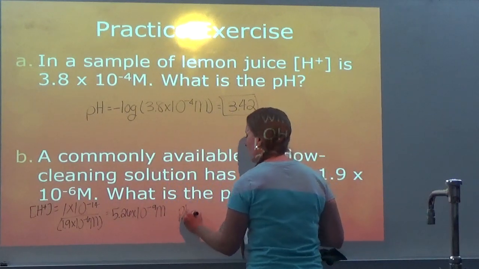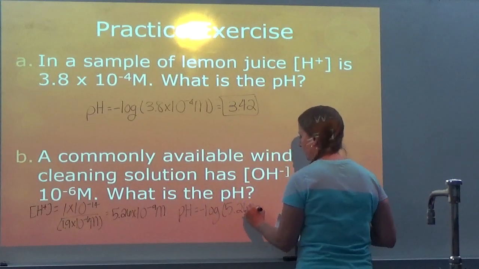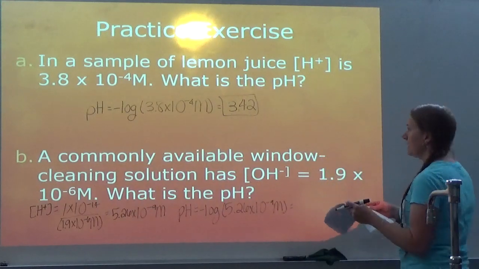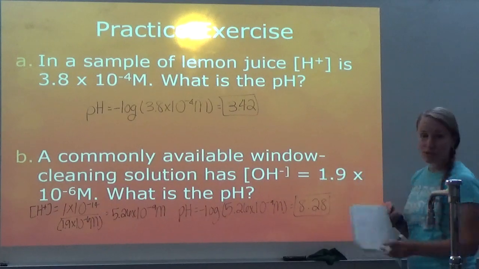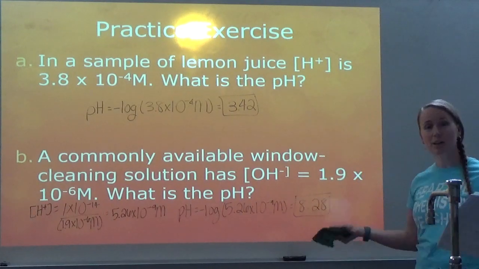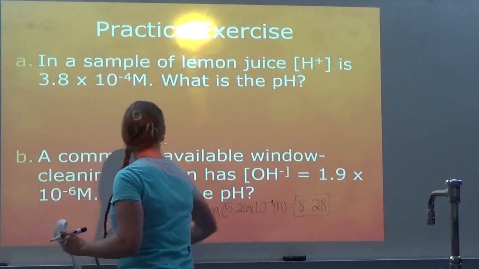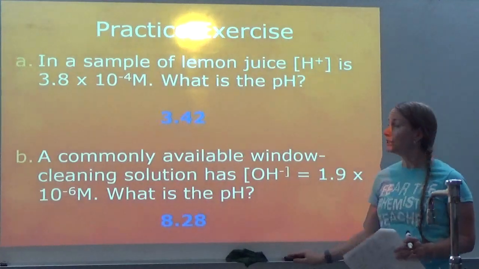And so now I can plug into that pH formula. And so once I solved, I ended up getting 8.28. No units for pH. Okay, so hopefully you got both of those right. You should have, because we've done this before. We do this in regular. So you really should have gotten it right.